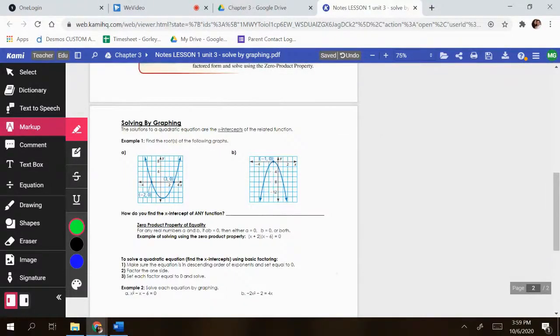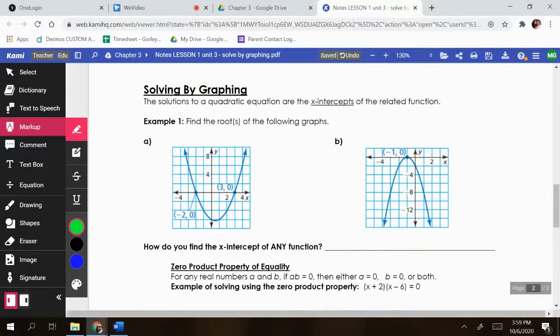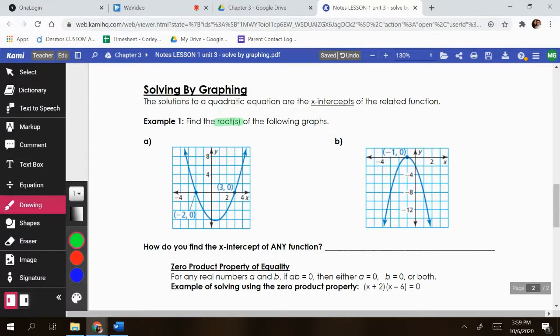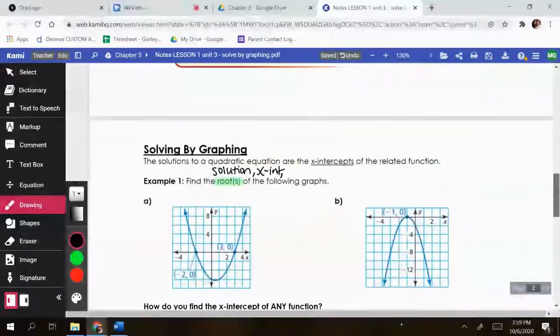Okay, so here it says solve by graphing. The solutions to a quadratic equation are the x-intercepts. So let's find the roots. Again, what's root synonymous with? A root is the same thing as a solution, as an x-intercept. Okay. And what was the other one? Solution, x-intercept, and 0. Yeah, I can't forget 0. Okay, those are all going to be used interchangeably.